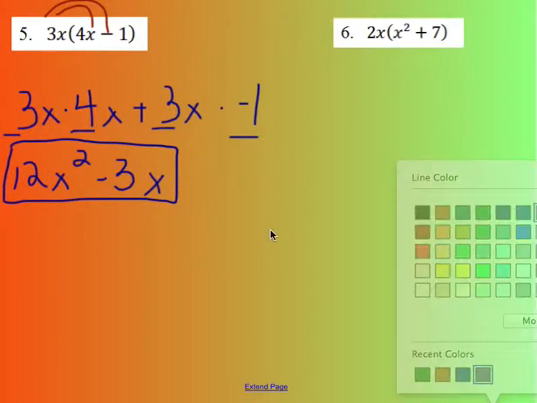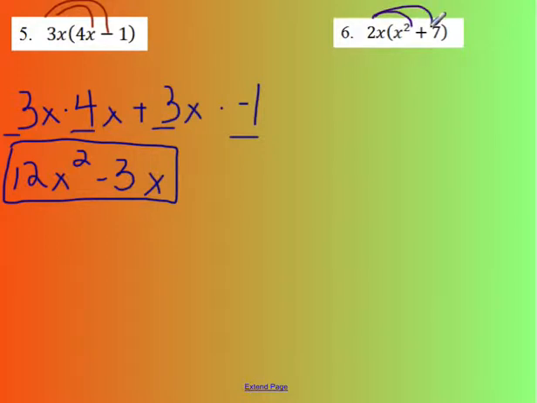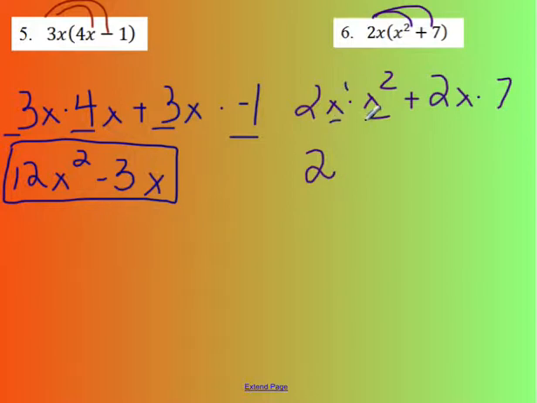Moving forward to number 6, we're going to take that 2x and distribute it in. So I have 2x times x squared, and then I have 2x times 7. Well, this 2 is going to stay there. X to the first times x squared. Add those exponents. 1 plus 2 is 3. So this is going to become x cubed.